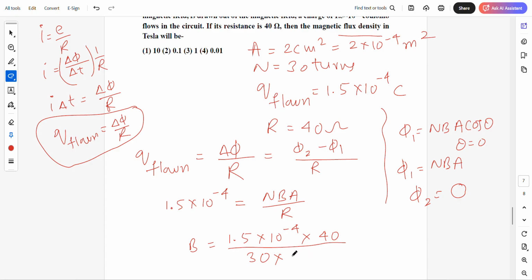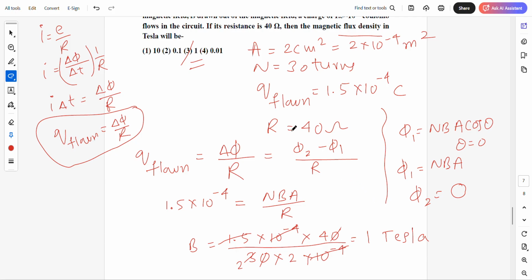Okay, 1.5, that is 2 into 10 to the power of minus 4. 10 to the minus 4, 10 to the minus 4 gets cancelled. Okay, how many times I can cancel this? 2 times. Okay, 2 into 4 is equal to, I'm going to get 1 Tesla is the right answer. Okay, B is equal to 1 Tesla is the right answer.